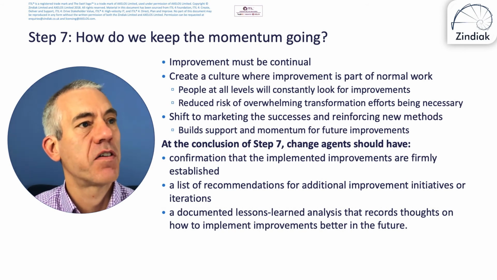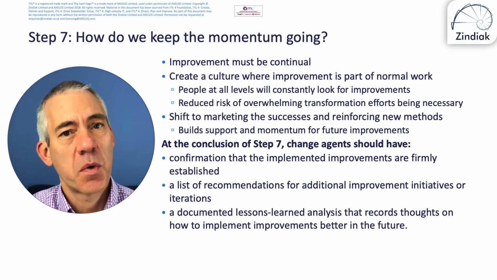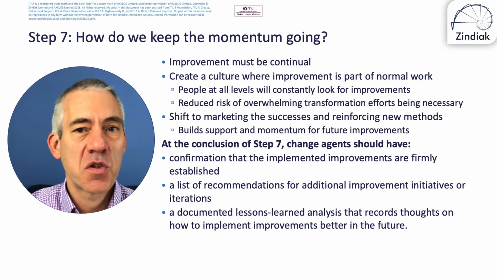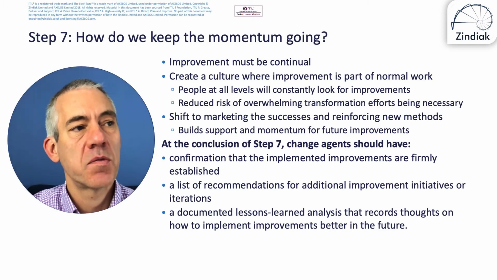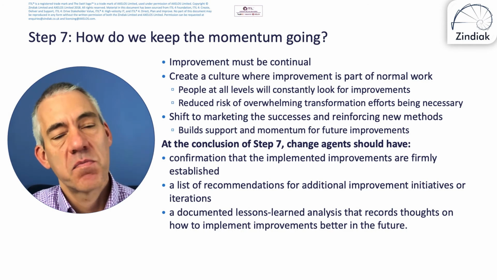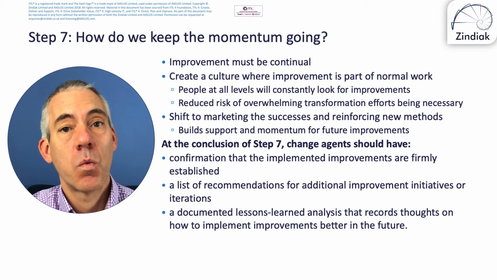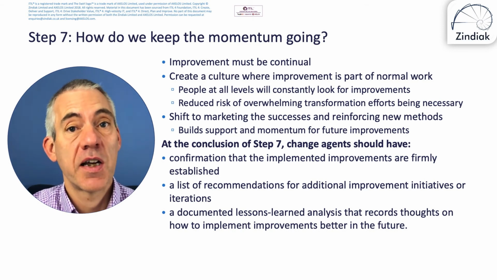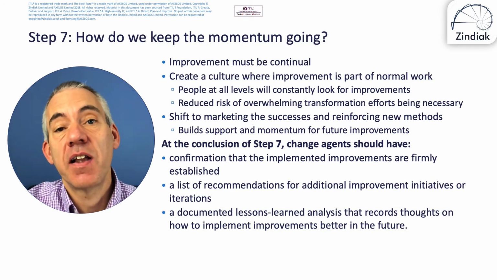So step 7, how do we keep the momentum going? And continual improvement must be continual. Obviously, that's why they call it continual improvement, and that's why, as I said, how do we keep the momentum going loops back round. This, in terms of ITIL, very much aligns with, in terms of Scrum, the sprint retrospective, where we focus on how we've delivered the last iteration.